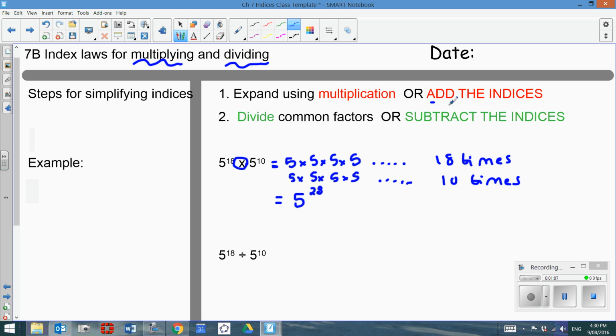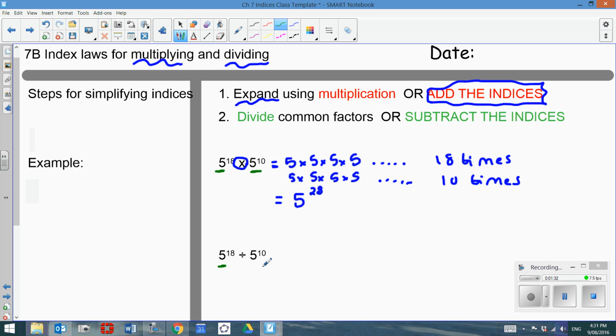So to make this a little bit faster, why don't I just write 5 to the 28th power? If I add my indices, that's really what happens. 18 plus 10 gives me 28. And that will save me the step of having to expand. So adding the indices is going to be a lot quicker when I have to multiply. But I do have to notice that my bases have to be the same. I couldn't do this if I didn't have the 5s matching as my bases.